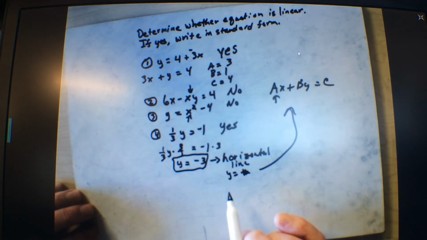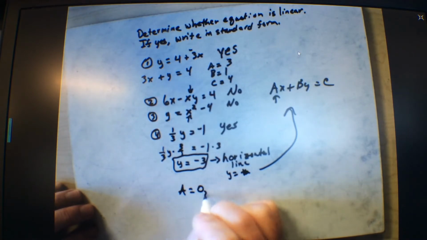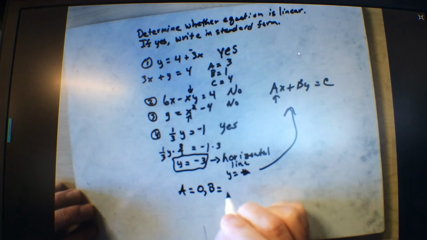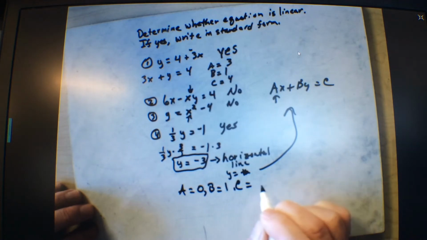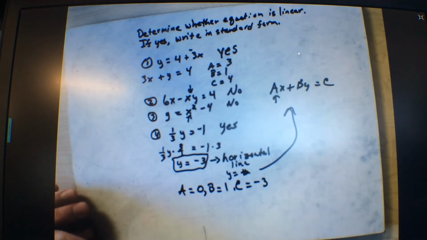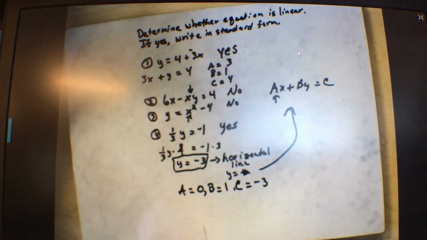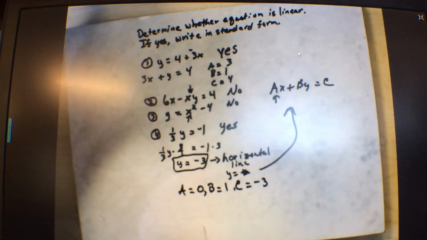What's b? A is 0. B is? No, 1 in this form. C is what? -3. Thank you very much. Are all three of those integers? There you go. All right.